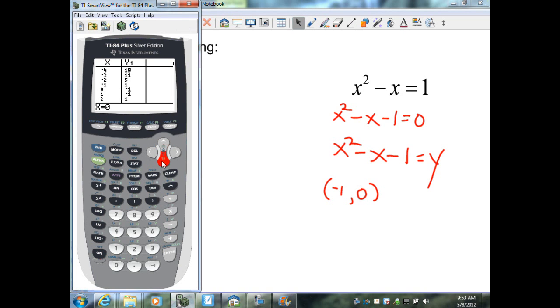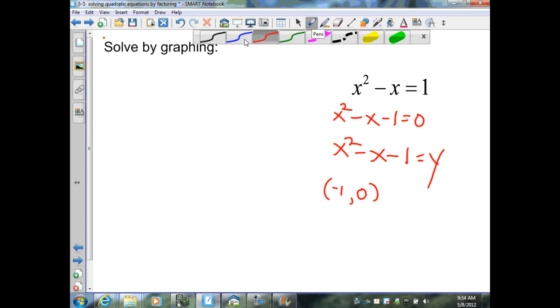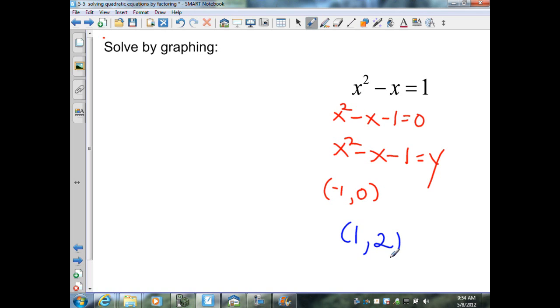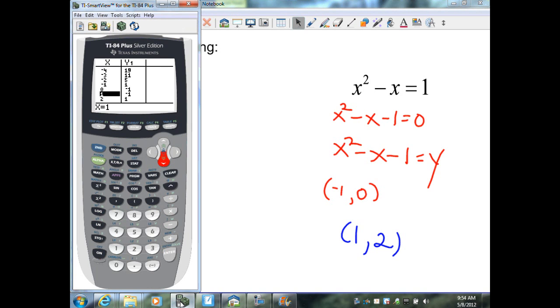My next one is located between 1 and 2. Why? Because I go from a y value of a -1 to 1. So my next one's between 1 and 2. So let's bring our calculator back up. I press second, trace, which will allow me to calculate.